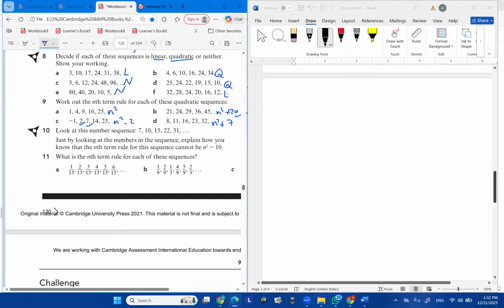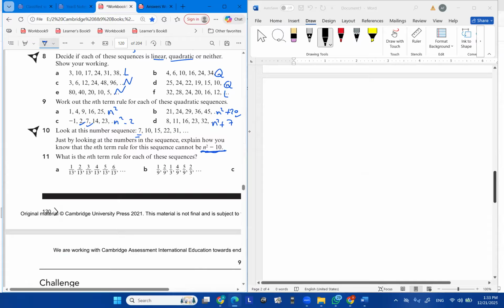Okay. Next. Look at this number sequence 7, 10, 15, 22, 31. Just by looking at the numbers in the sequence, explain how you know that the nth term rule for this sequence cannot be n squared minus 10. Well, just by looking at it, I know that it is wrong because the first term in this will lead to a negative number. It's never going to be 7. The nth term cannot be this because the first term of this must be negative. And the sequence here is not negative.